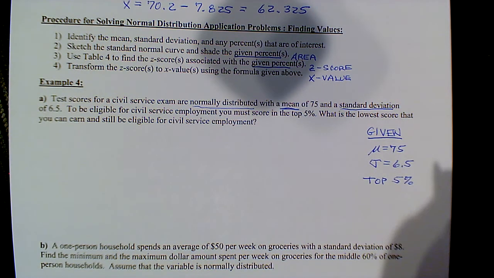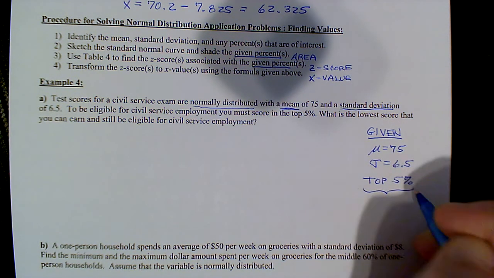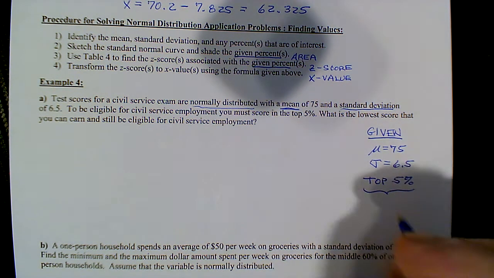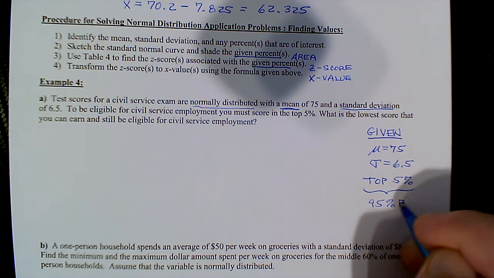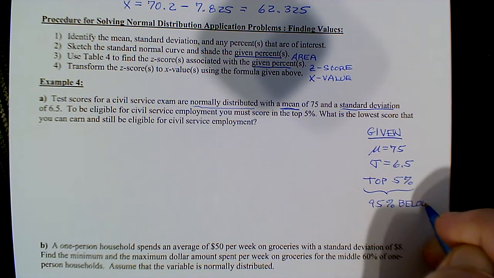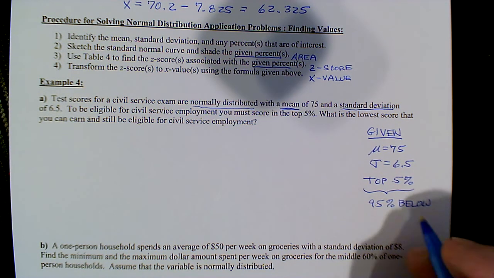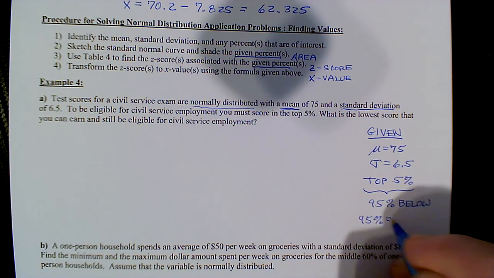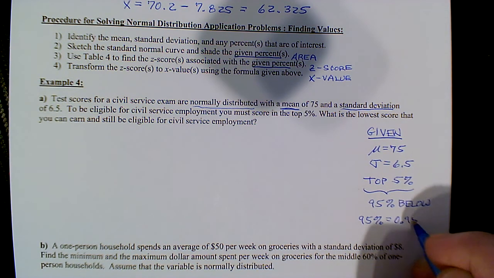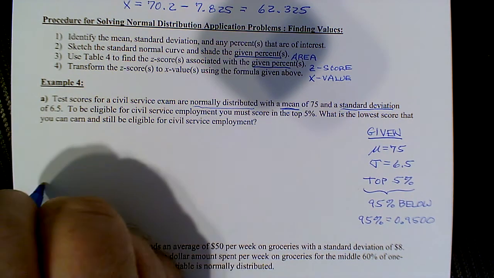Okay, so if you're in the top 5%, then there's 95% below. And remember, that's our left cumulative area, below to the left. So the 95% corresponds to 0.9500.